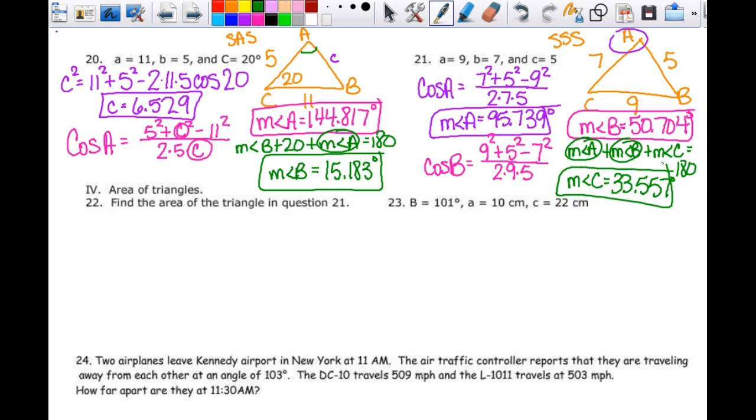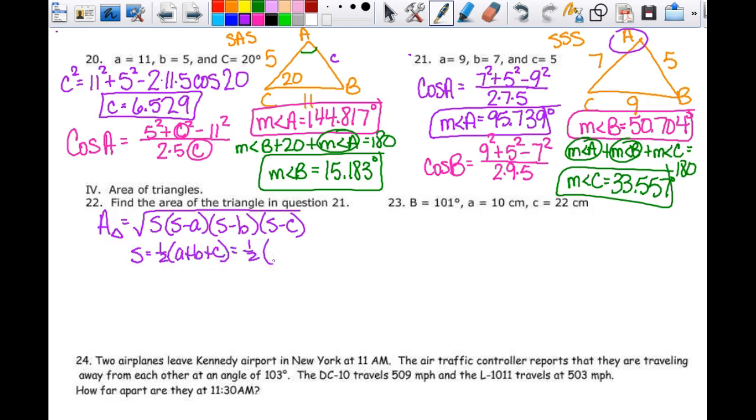All right. So now we're going to find the area of the triangle. It says find the area of the triangle in question 21. So I'm using this information from right here. I'm given all 3 sides. That's when we use Heron's formula. So area of the triangle is equal to the square root of S times S minus A times S minus B times S minus C. So remember, S is the semi-perimeter, so it's half of A plus B plus C. That's equal to half of 9 plus 7 plus 5, which is equal to 10.5.